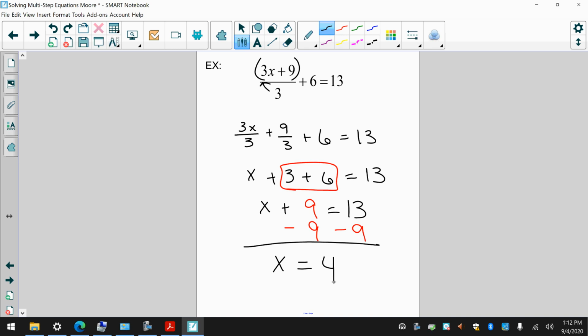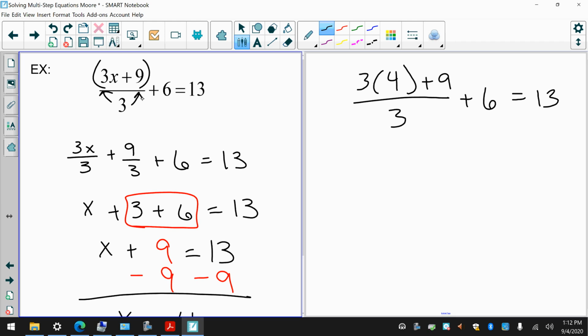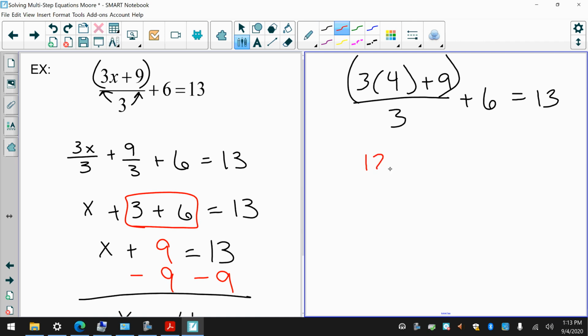Let's check our answer. So we had 4, so I'm going to put in 3 times 4 plus 9 over 3 plus 6 equals 13. I forgot my other arrow here. Sorry about that. That bugs me. 3 times 4. Remember, this whole thing is in parentheses, so we have to do all that first. Hopefully I've said that enough times that you'll remember. So 3 times 4 goes first, which is 12. And then I'm left with plus 9 divided by 3 plus 6 equals, we don't know yet because we're checking.